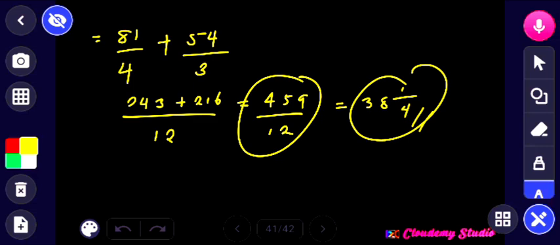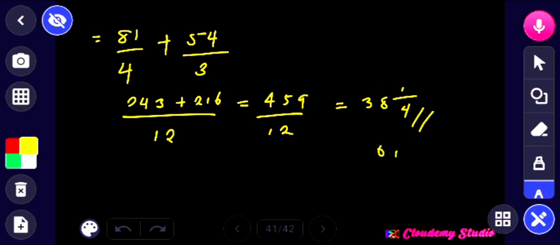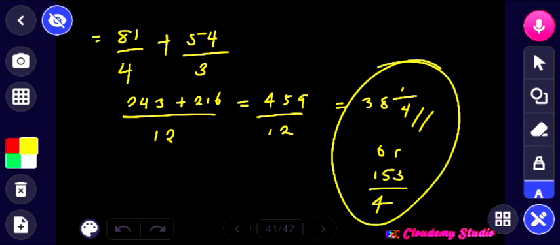Because 4 can go here 153 times, and 3 can go here 4 times. So we have 38 whole number 1 over 4, or 153 over 4, as our answer for this particular question. You understand? So that is basically how to solve definite integral. Let's take an example.